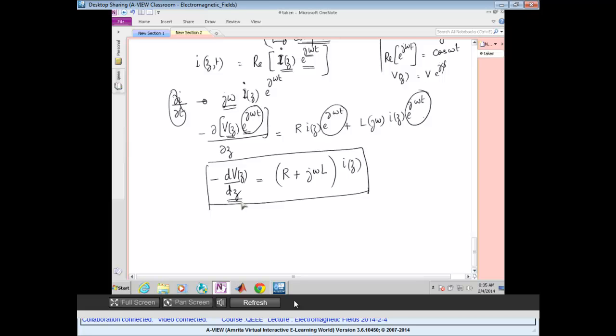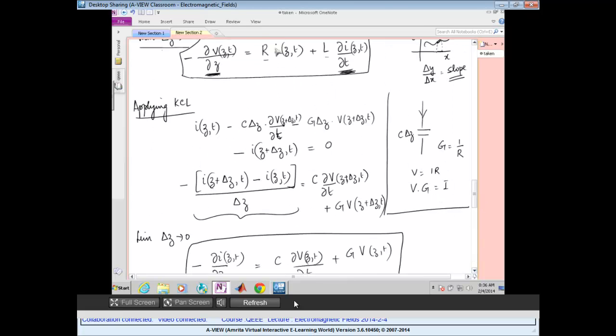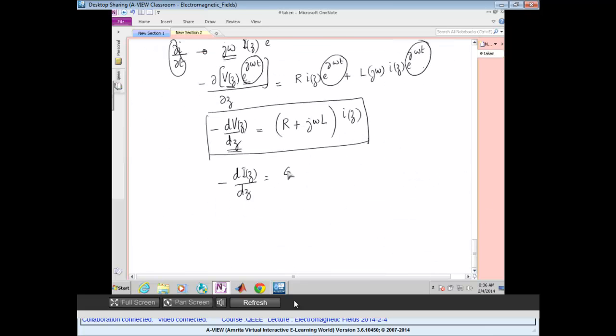You do the same thing for the second telegrapher's equation, you will end up with minus dI by dz. The terms are looking exactly the same, except that you see R i is replaced by G v and L del i by del t is replaced by C del v by del t. So I work out the same thing. This would come out as G plus j omega C times V.